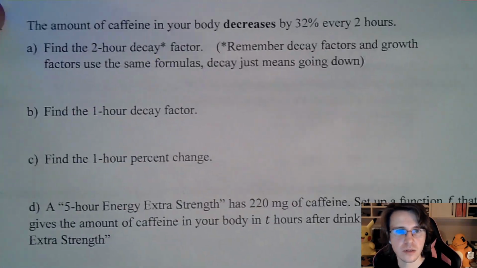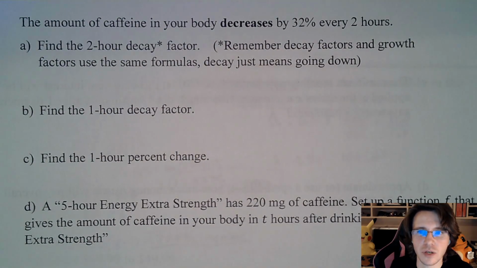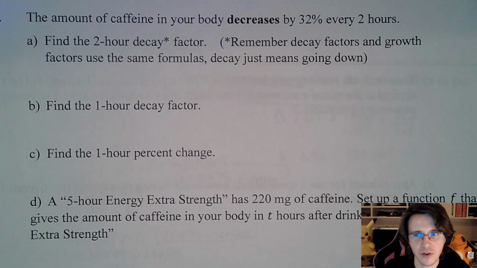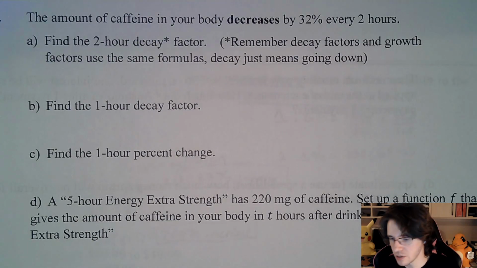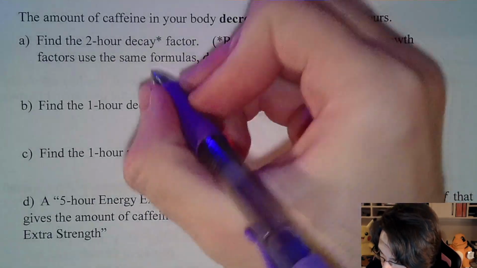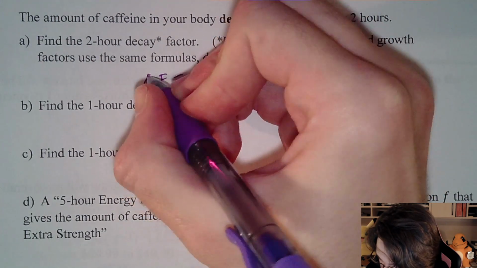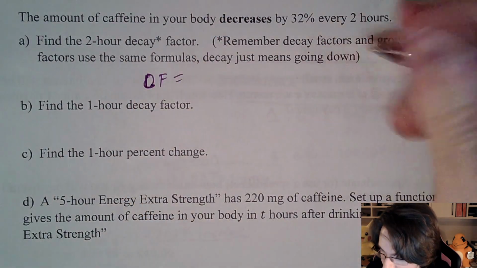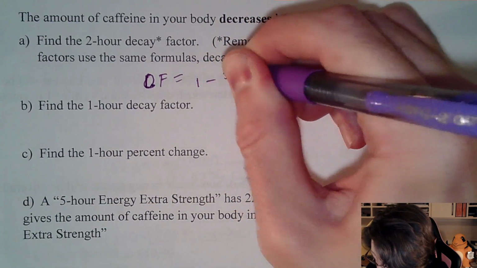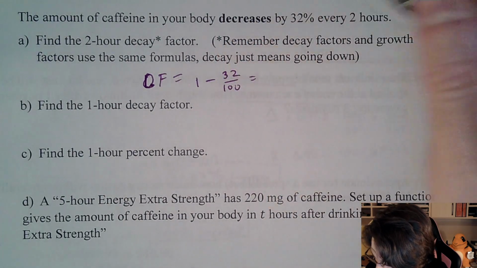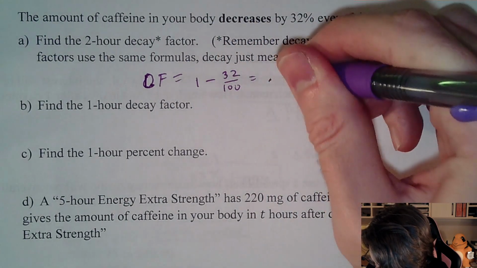Let's move on to question number 6. The amount of caffeine in your body decreases by 32% every 2 hours. So find the 2-hour decay factor. Decay factor, growth factor, the same formulas. Decay just means going down. So just reminding you what we did. The 2-hour decay factor. Actually, we're using the decay factor this time. I did say I was doing that. So decay factor this time, 1 minus 32 over 100 is equal to, what is it equal to?